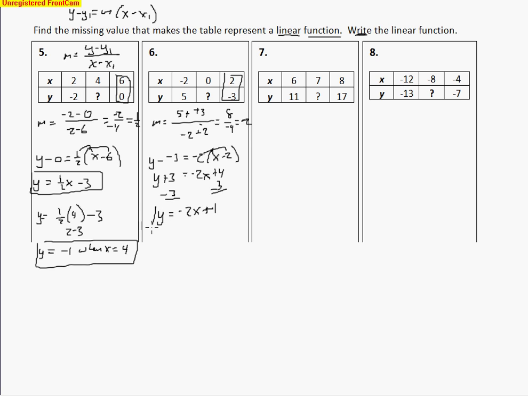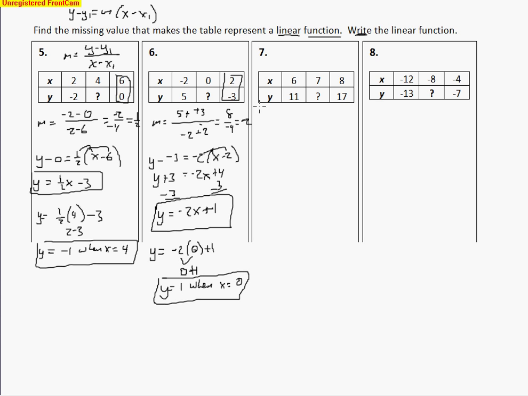Opposite sign, so I subtract it. So from that point, I input. So I'll input the x value, which is 0, in for x. And negative 2 times 0 plus 1. Well, negative 2 times 0 just makes 0. 0 plus 1 makes 1. So y is 1 when x equals 0.